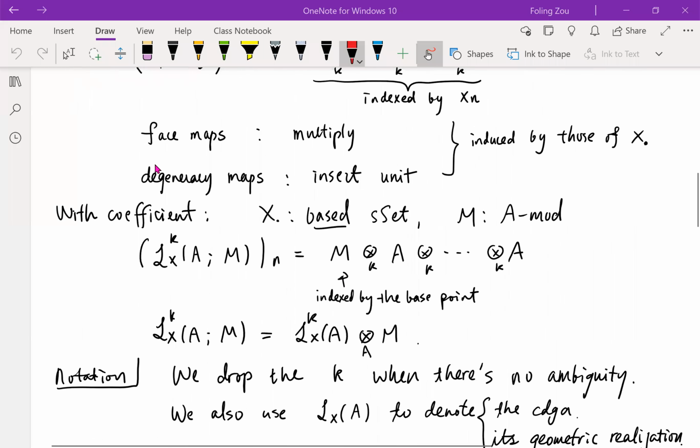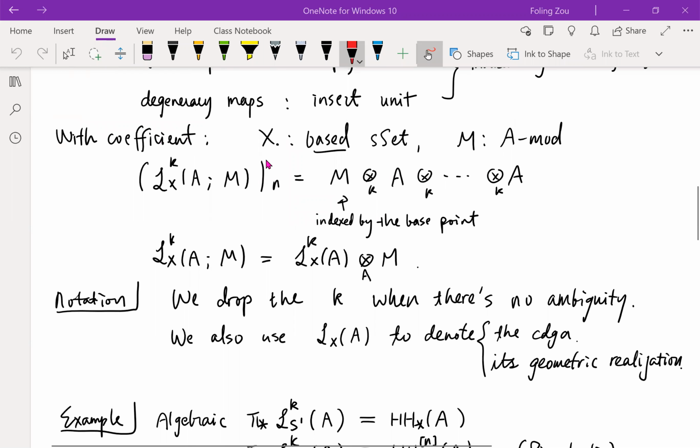Okay, we can also put coefficients in. So we need X to now be a based simplicial set, and the coefficient is an A-module. In the Lode construction with coefficients, we just insert the coefficient M at the slot indexed by the base point. It's also alternatively the Lode construction tensored over A with M.